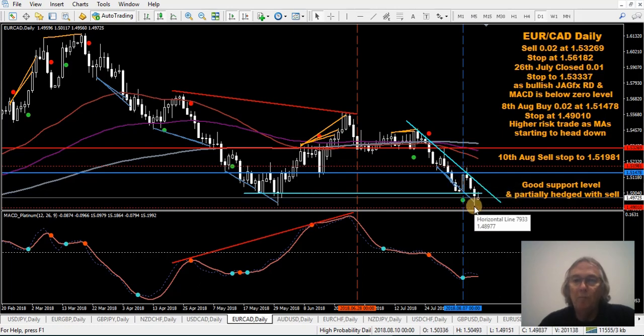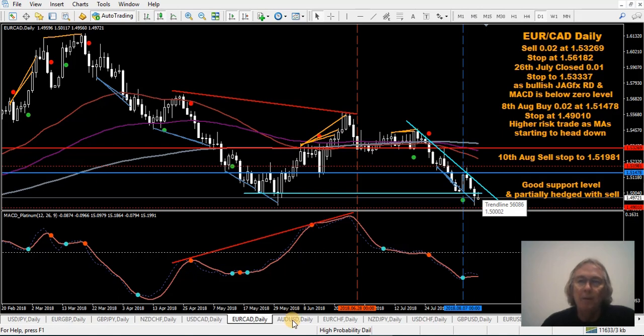My stop for the buy is just holding at the moment. MACD is still a long way below the zero level. My sell, I've already closed half my sell, and my remaining part, the sell stop, is up above this high here. So basically I'm in half a sell and a full buy, and even though it's going against me on the buy, I've got a partial hedge, so it's not the worst thing.